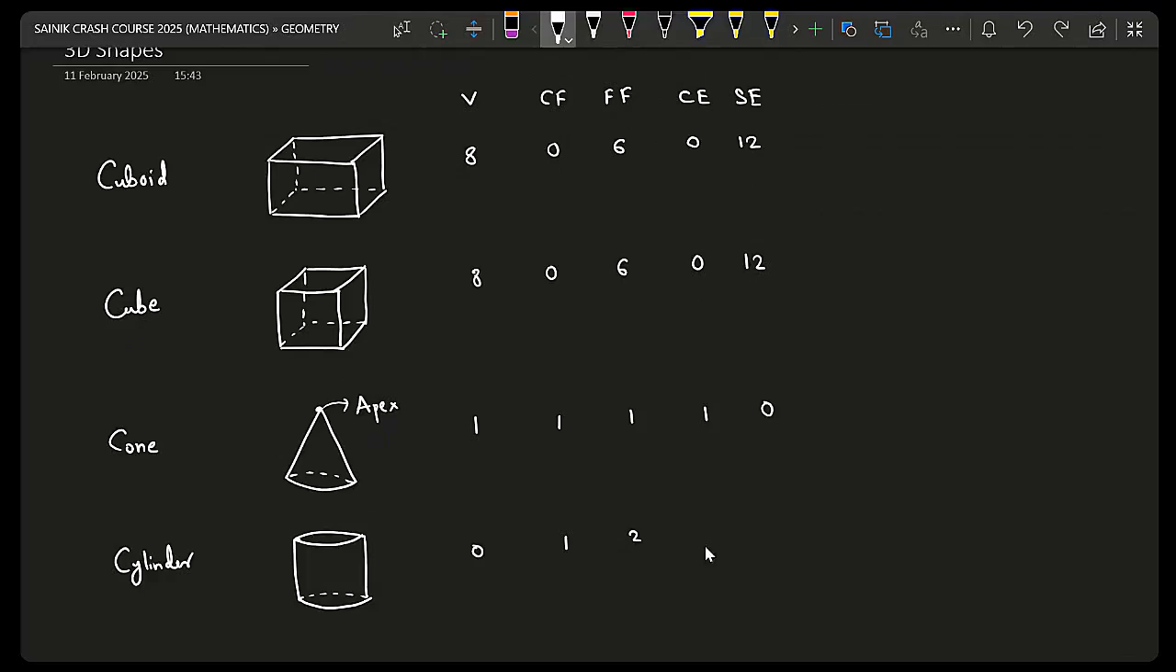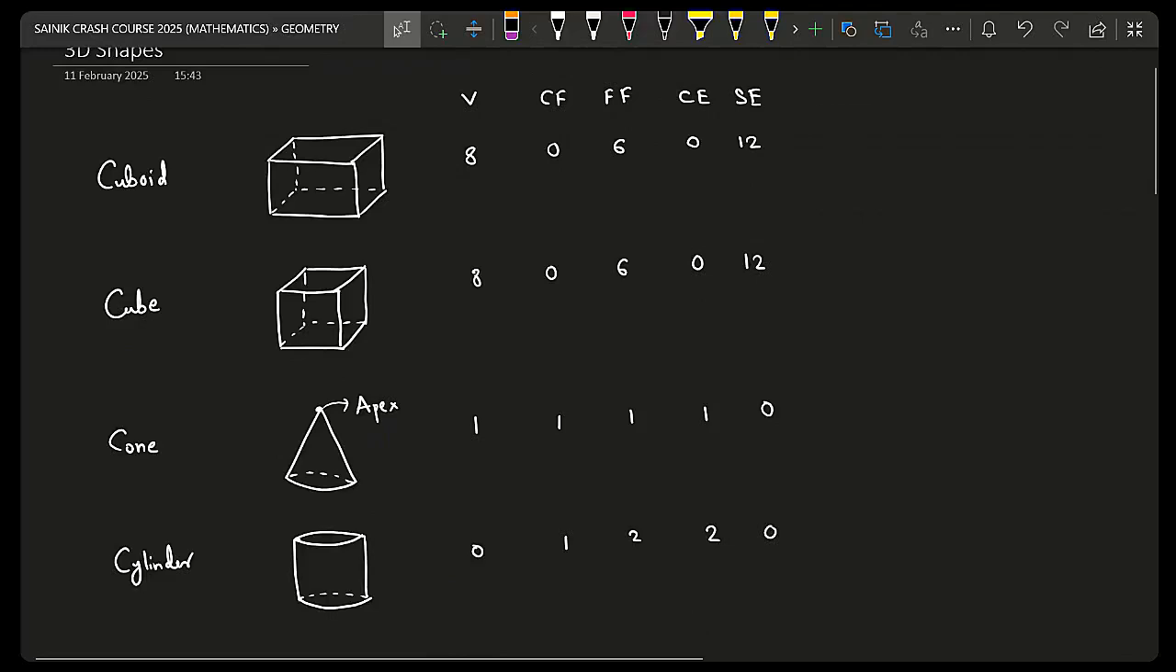And curved edges, there are 2 curved edges. One is at the top and another is here. So these 2 are the curved edges. And straight edges, there are no straight edges for the cylinder. We can write it 0. So here, any doubts in this discussion from cuboid to cylinder, you may ask now.